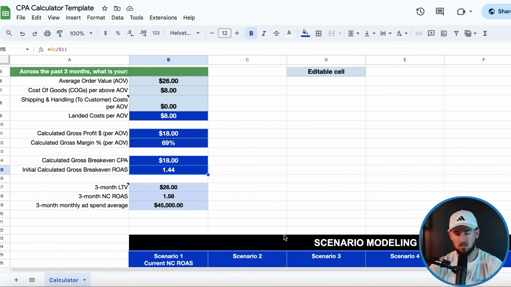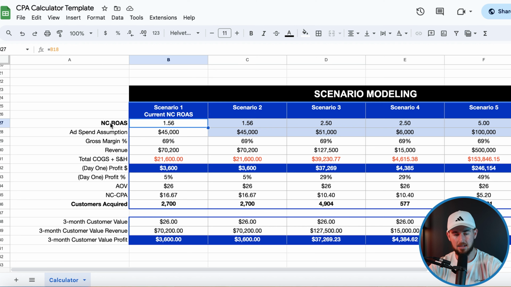But first, I want y'all to see the scenarios. So this is their current scenario right now. I'm getting a 1.56 ROAS. Now it says NC ROAS, that's new customer return on ad spend. That's what I like to measure everything on. If you have Triple Whale, you can see NC ROAS. If you do not have Triple Whale, then you need Triple Whale to see NC ROAS. It's as simple as that. Then ad spend, $45,000.